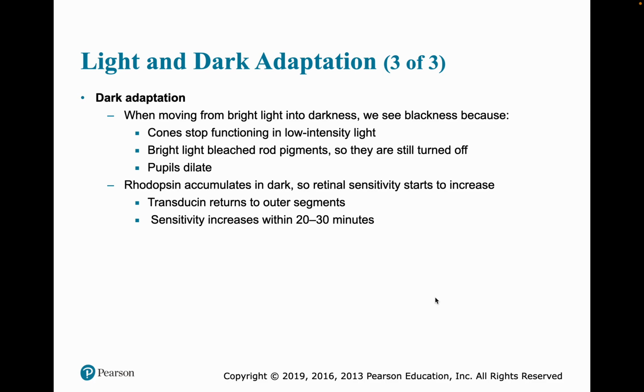The other thing, dark adaptation, happens when moving from bright light into darkness. It seems very, very dark for a while because the cones stop functioning in the low light intensity. The bright light had already bleached the rod pigments, so they're still turned off. That will cause the pupils to dilate. But rhodopsin will begin to accumulate in the dark, so the retinal sensitivity starts to increase, and transducin returns to the outer segment, and this sensitivity increases within 20 to 30 minutes.